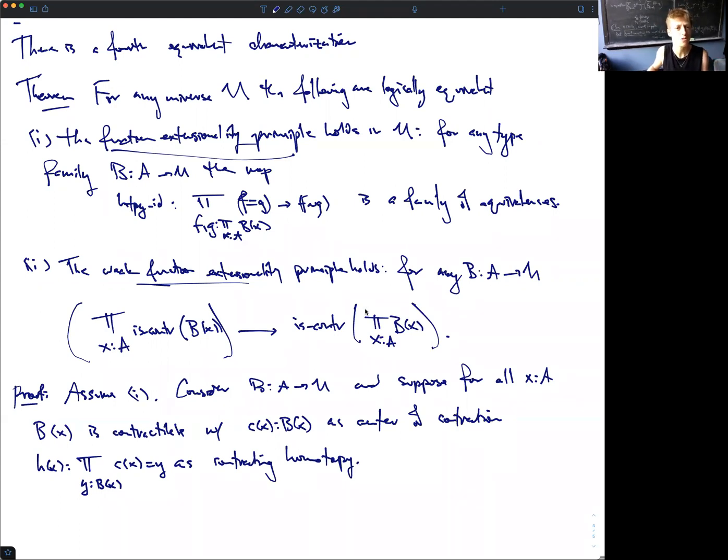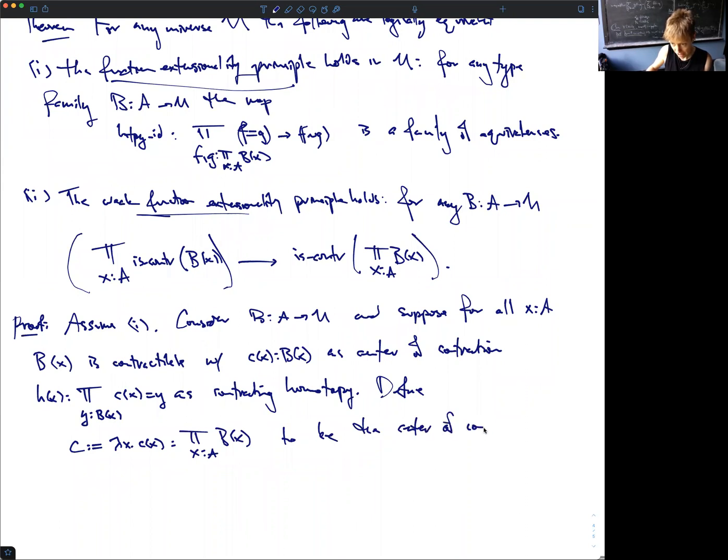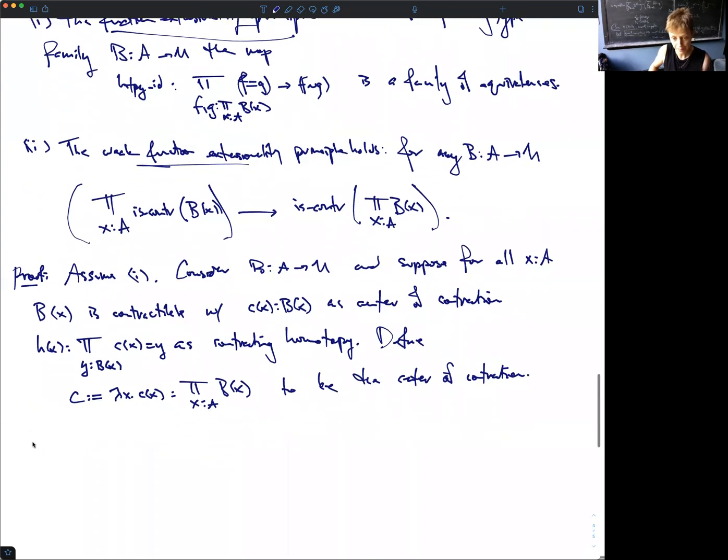Okay, so my goal is to construct a proof that this dependent product type is contractible. So I need, again, a center of contraction and a contracting homotopy. I'm going to define C to be the function lambda x dot c of x. So this is a term of type product over x in A of B of x, to be the center of contraction. I need a point that it contracts onto, and I need a contracting homotopy.